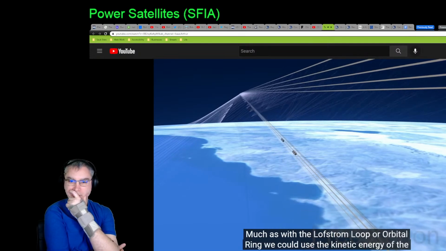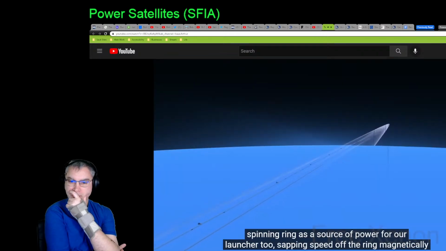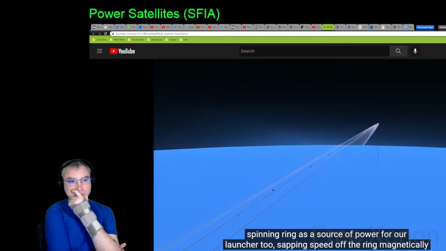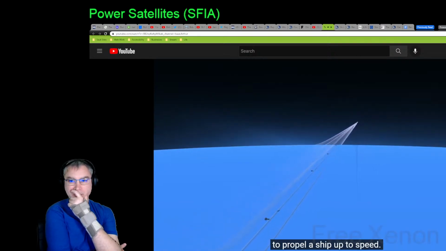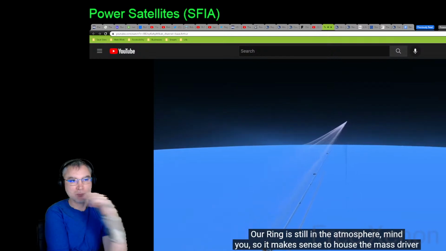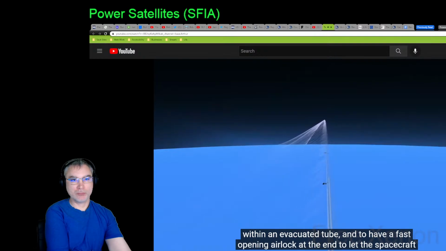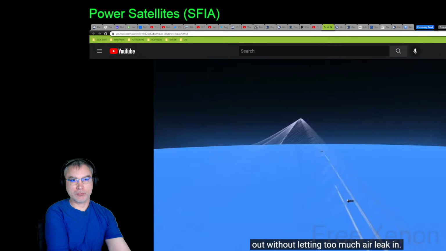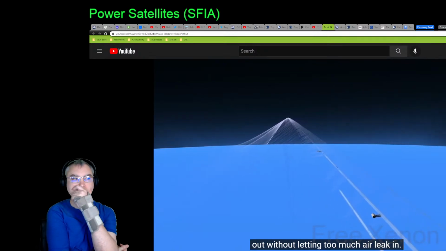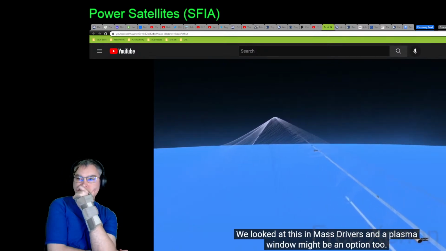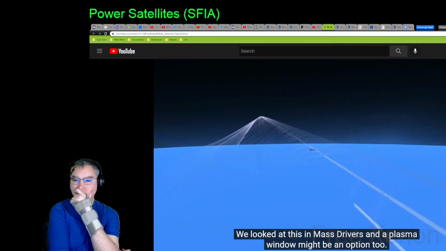Much as with the Lofstrom loop or orbital ring, we could use the kinetic energy of the spinning ring as a source of power for a launcher too, sapping speed out of the ring magnetically to propel a ship up to speed. Our ring is still in the atmosphere, mind you, so it makes sense to house the mass driver within an evacuated tube and have a fast opening airlock at the end to let the spacecraft out without letting too much air leak in. We looked at this in mass drivers, and a plasma window might be an option too.